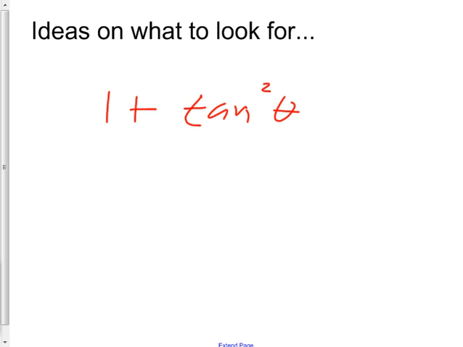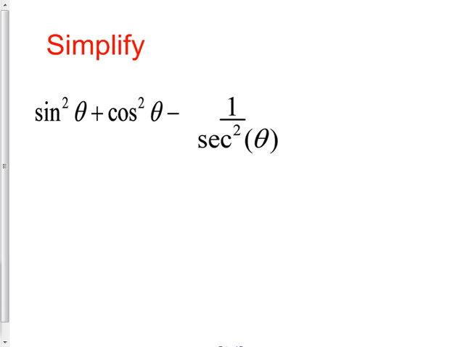Another thing. Changing everything to sines and cosines is really, really powerful. So if you notice that I haven't tried this yet, I should just try changing it to sines and cosines, and a lot of times things will cancel out. All right, I want to get to a simplified problem. We've reminded you about a few of these. Hopefully this one will be fairly easy. Go ahead, give it a shot.